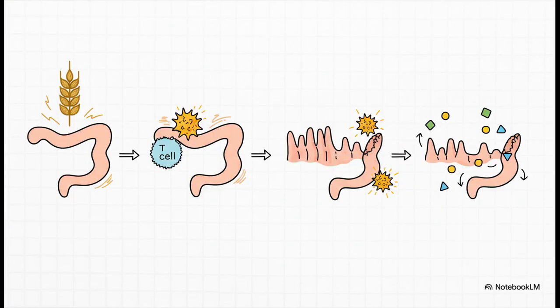So what's happening on a cellular level? Well, you can think of it as an autoimmune attack. When someone with that genetic predisposition eats gluten, the gliadin part of it activates specific T cells in their immune system. And these activated T cells then go on to attack and destroy the intestinal villi, those tiny finger-like projections that are so important for absorbing nutrients. This damage, which we call villus atrophy, just wrecks the gut's ability to absorb food properly, and that's what causes malabsorption.